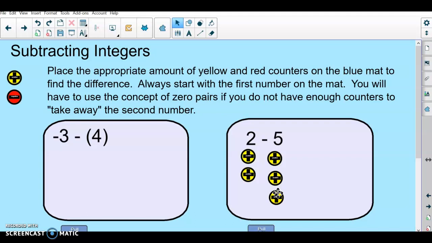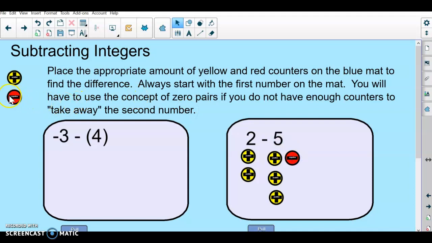Good enough? No, because now this, before I take away the 5, is this 2? No, it's not. It's 5. Before I take away the second number, I need to look at my mat and say, do I have what I started with, 2? And I don't, okay? In order to add these positives to the mat without changing my initial starting spot of 2, I need to make sure that they are 0 pairs.